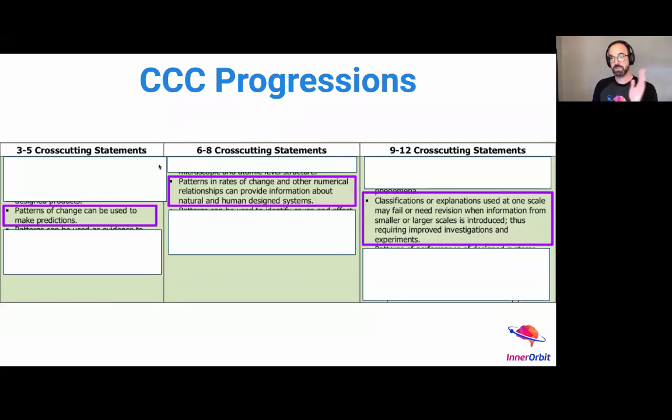So I show all of these to you to make sure that you see what students should have been doing in 3.5, what they should be doing in 6.8, and then what they should be doing in 9.12.